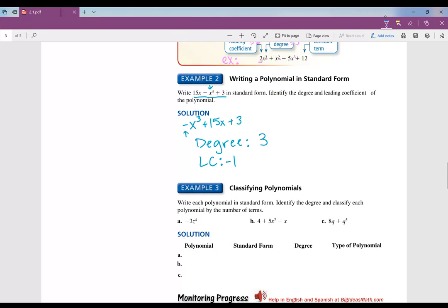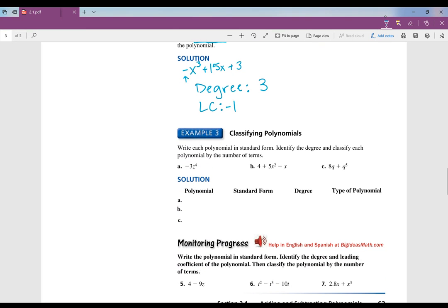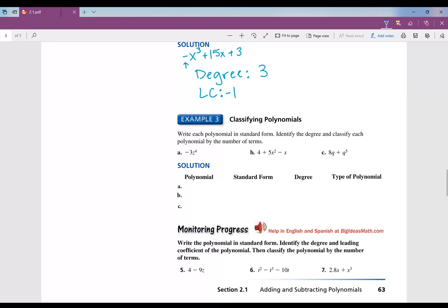Okay, let's do some more examples. So if you look at example number 3, we have write each polynomial in standard form, identify the degree, and classify each polynomial by the number of terms. So our first polynomial for part A is negative 3z to the 4th. So in standard form, that's just negative 3z to the 4th because we only have one term. Our degree is 4 because that's our highest exponent. And this will be a monomial.